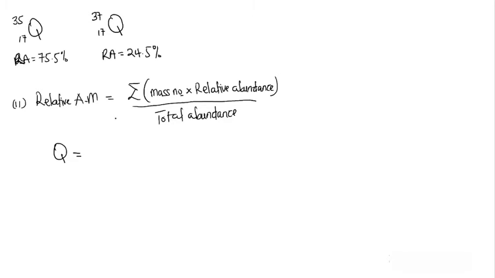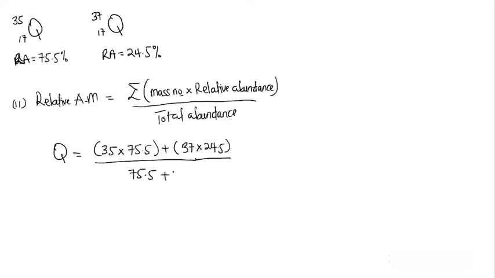So the relative atomic mass for Q is equal to the mass number of the first element, 35, multiplied by the relative abundance for the isotope 35, which is 75.5, then plus, that is the reason why we have the summation here, the mass number 37 multiplied by the abundance, which is 24.5, all over the total abundance, which is the first one plus the second one. So we have 75.5 plus 24.5.